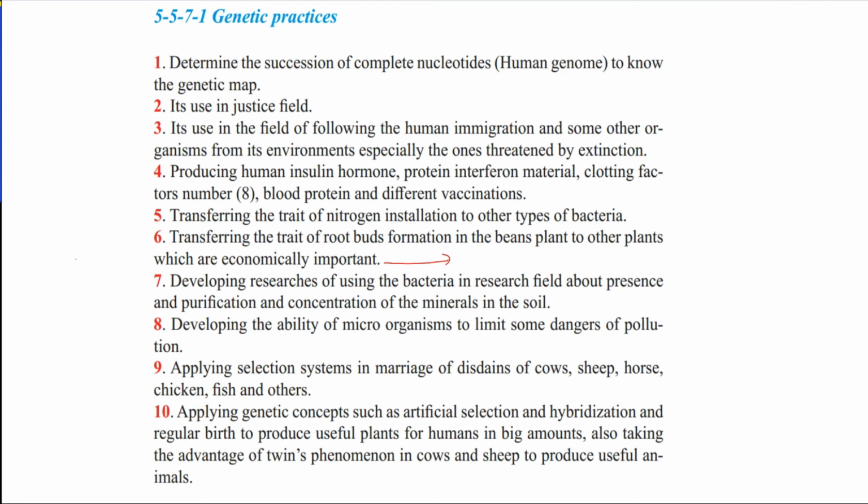9, applying the selection system in breeding of cows, sheep, horses, chickens, fish, and others for more milk or more flesh. Applying genetic concepts such as artificial selection and hybridization and regular breeding to produce useful plants for humans in big amounts or maybe better quality. Also take advantage of the twins phenomenon in cows and sheep to produce useful animals for humans.